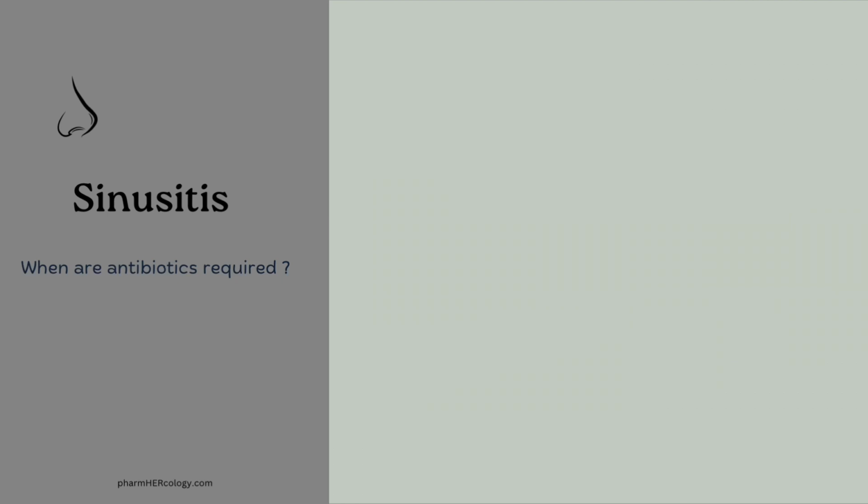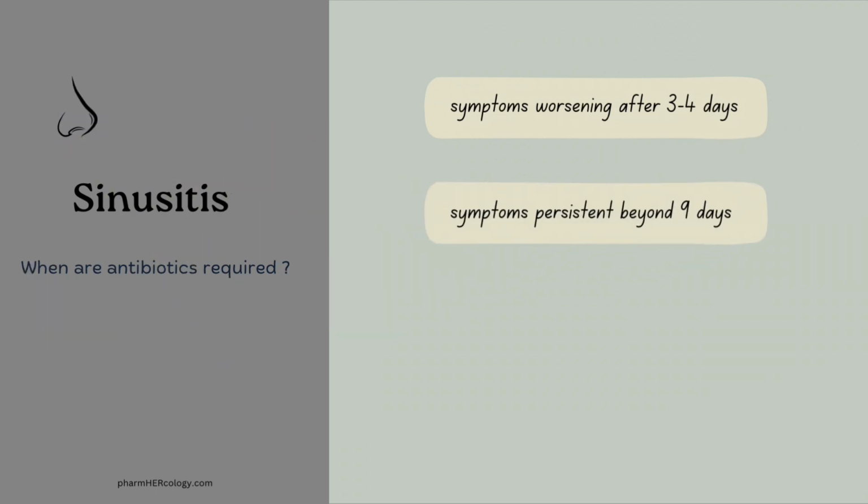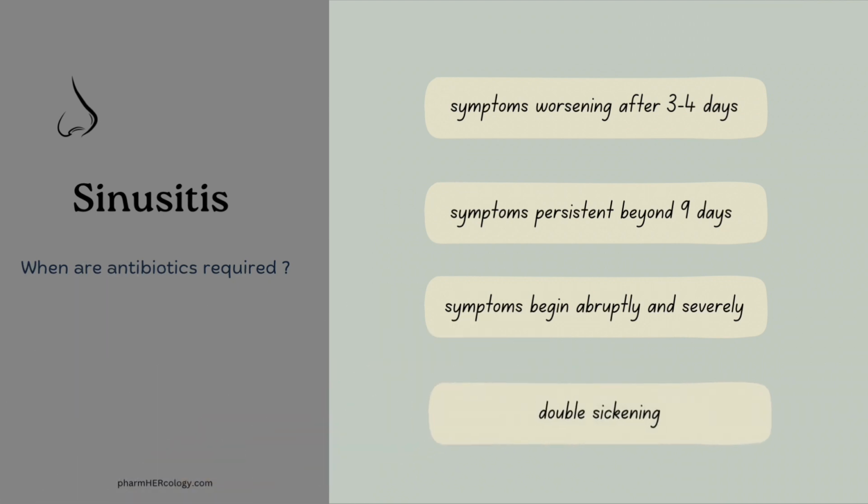So when are antibiotics required? Since most viral cases will start to resolve by day 3 to 5, we start to consider antibiotics if signs and symptoms are worsening after 3 to 4 days. Since most viral cases will resolve completely in 7 to 9 days, we consider antibiotic therapy if symptoms persist beyond 9 days. If symptoms begin abruptly and severely, we should consider it bacterial sinusitis. Severe symptoms include a purulent discharge, facial pain, or fever lasting more than 48 hours. In double sickening, the patient started off with a viral infection and then got a bacterial infection.